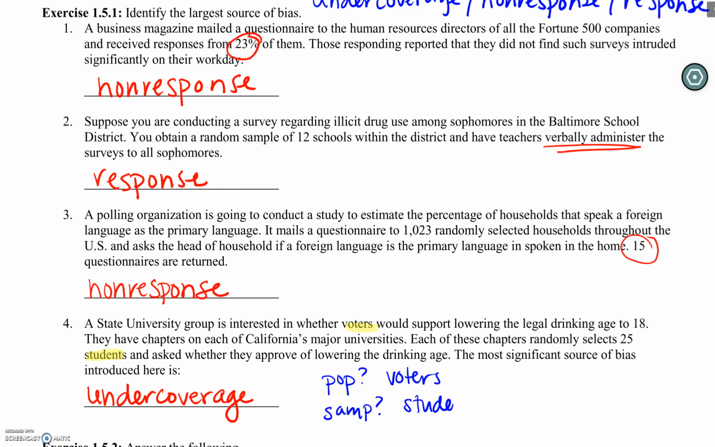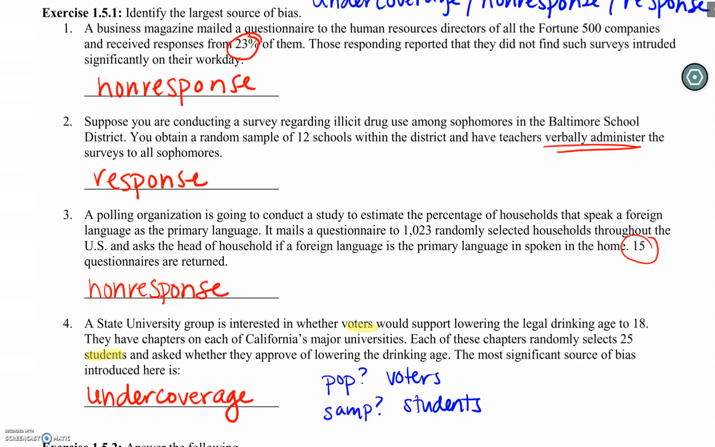I'm not even going to bother with the numbers because it doesn't matter. We left out anybody who wasn't a student. And this is when there's always good discussion, if I do this in class, about like, well, the students are going to be the ones who want to lower the drinking age, so isn't this response bias? And again, the students are giving us their true information.